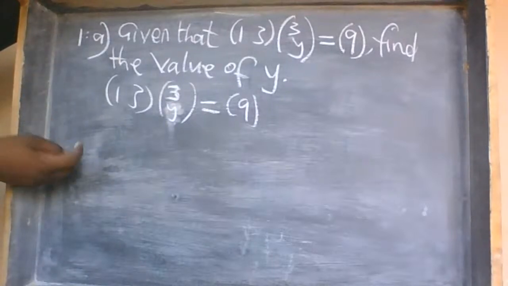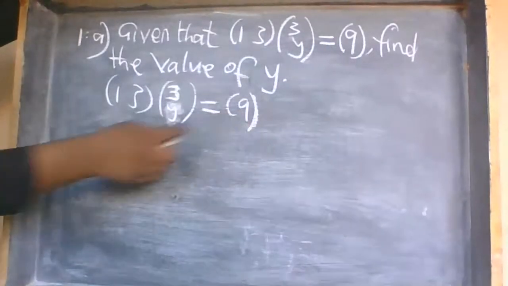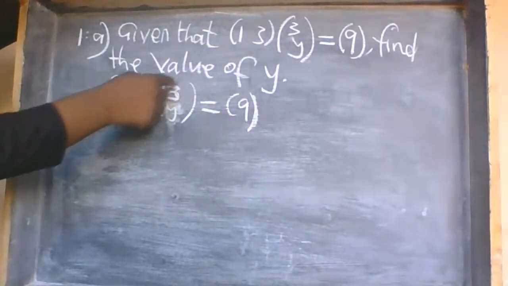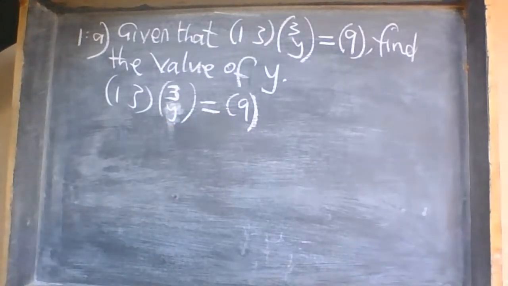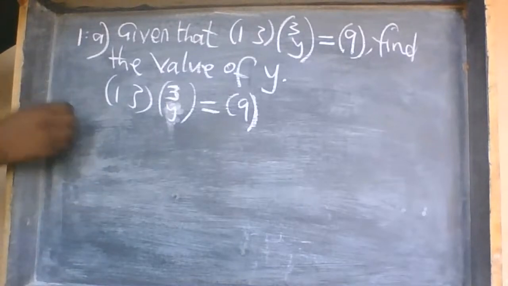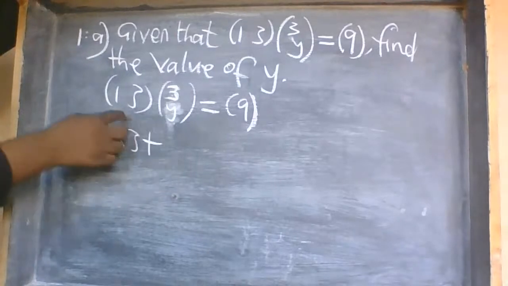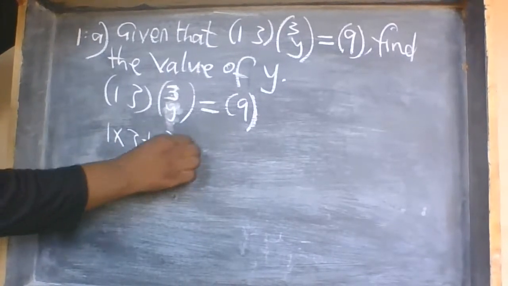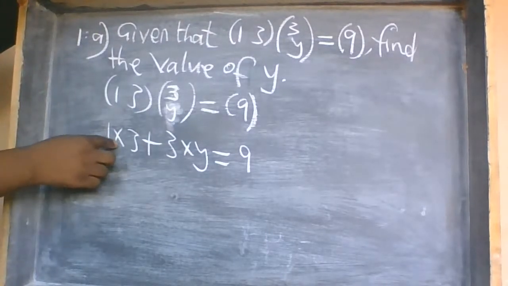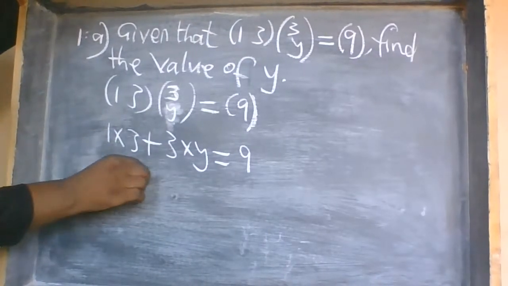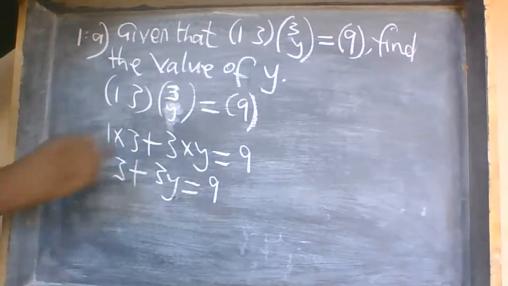In this case we are going to multiply, row by column. We are finding the value of y, and we have already been given the determinant, which is 9. So we'll say 1 times 3 plus 3 times y equals 9. So 1 times 3 is 3, plus 3 times y is 3y, equals 9.